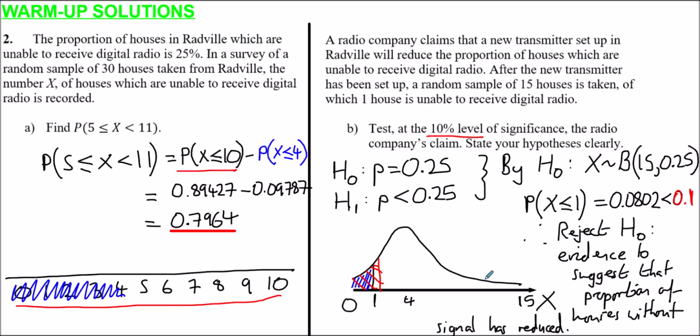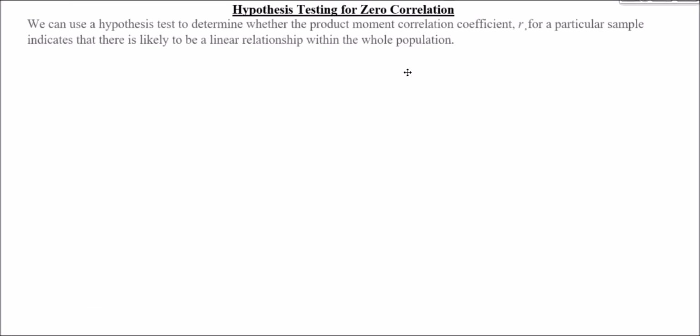So now we're going to have a look at hypothesis testing to check if there is correlation or not. This is going to be the main part of the lesson today. So, introducing hypothesis testing for zero correlation. So, how do we do it? Why do we do it? What does it mean? So we can use a hypothesis test to determine whether the product moment correlation coefficient, denoted by R, for a particular sample indicates that there is likely to be a linear relationship within the population.